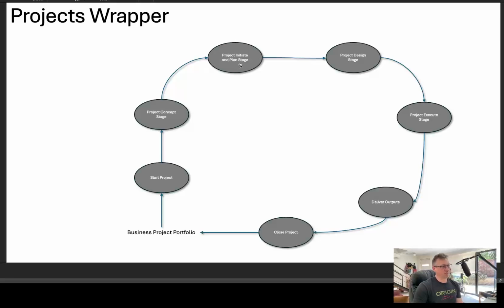Project initiation and planning stage is where you get into your detailed planning and initiate the project. Design, so then you're building out all your designs. Then you execute, you build what it is that you're after, or make the changes that you need to make, and then deliver the outputs and close the project. And then that information feeds back into the business project portfolio, where you start to map out, where did I get my benefits? How did I get them? Did I achieve them? All those KPI type approaches.